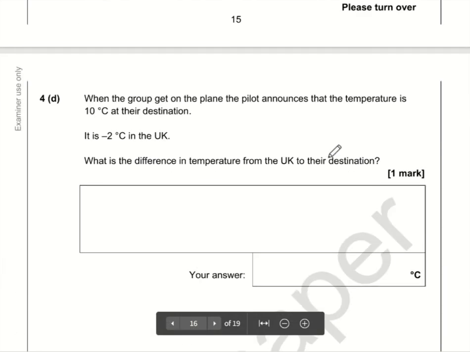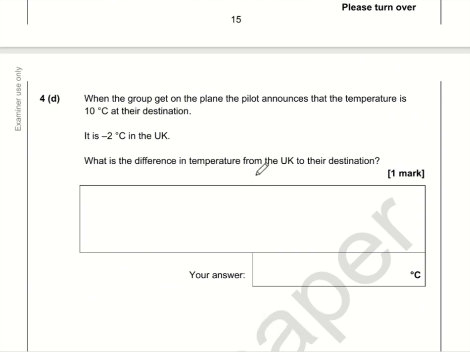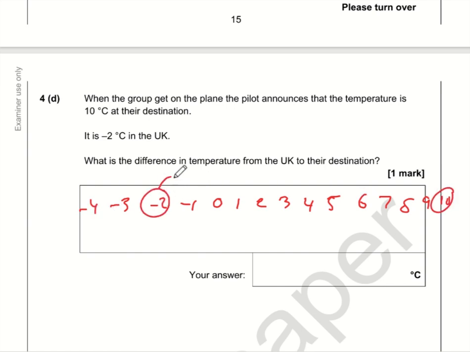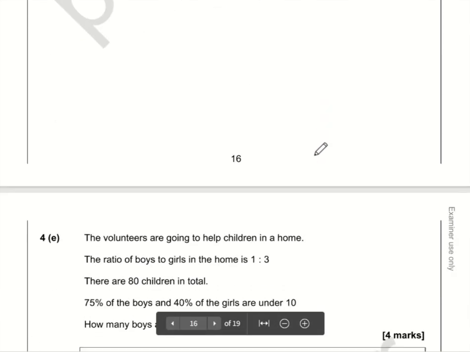Okay, part D. When the group gets on the plane, the pilot announces that the temperature is 10 degrees at the destination and it's -2 in the UK. So what is the difference? So let's do a number line. So 0, 1, 2, 3, 4, 5, 6, 7, 8, 9, 10, -1, -2. Well, we only need to go down to -2. So what is the difference between these two numbers? That is a difference of 1, 2, 3, 4, 5, 6, 7, 8, 9, 10, 11, 12. So that's a difference of 12 degrees.